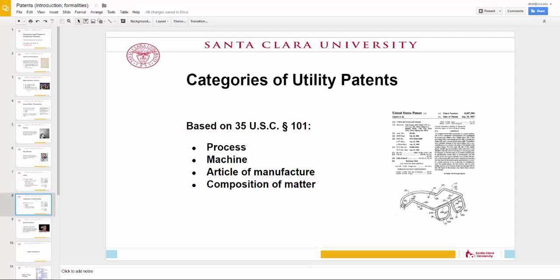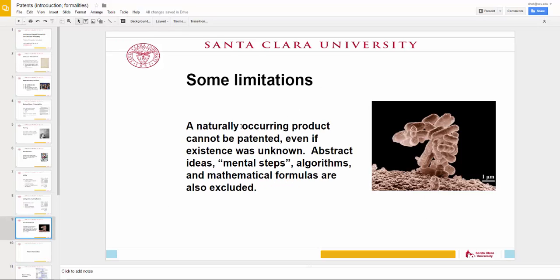Okay, as an overview, based on 35 U.S. Code 101, the categories of utility patents are process, machine, article of manufacture, and/or composition of matter. However, there are some limitations. Some of those include abstract ideas, mental steps, algorithms and mathematical formulas, and any naturally occurring product, even if its existence was unknown.